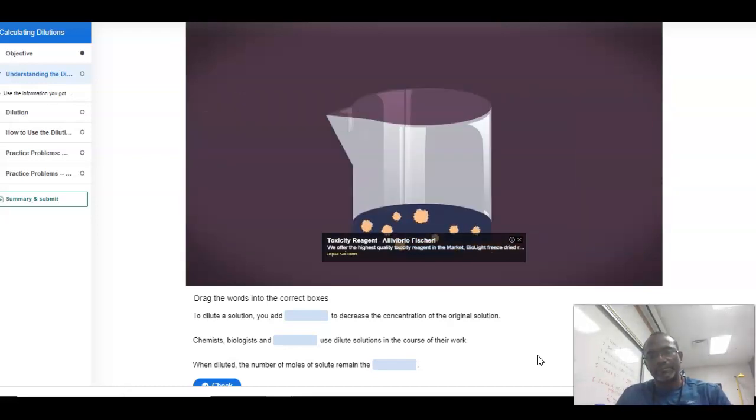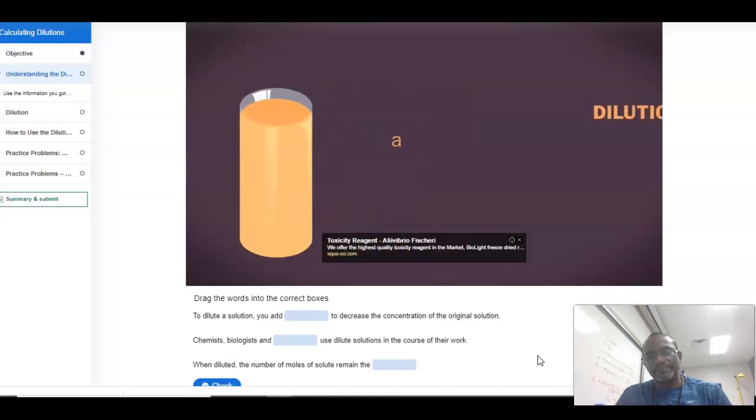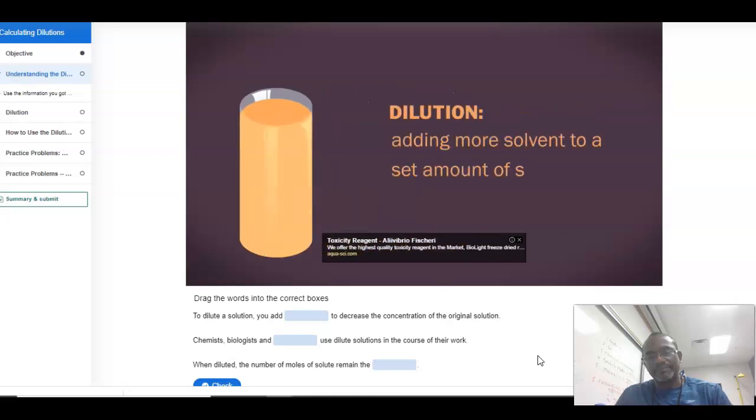Dilution is the process of adding water or another solvent to a solution to decrease the concentration. Exactly the same as your orange squash. You have it strong, or you can add more water and make it weaker. So you just need to remember that to dilute a solution means to add more solvent to a set amount of solute, therefore increasing the total amount of solution and decreasing the concentration.